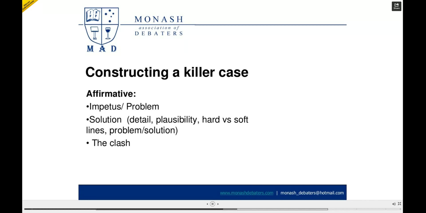I think that's a really good example. So basically, the hard and soft line stuff is referring to how big a change you're making from the status quo. Okay? So let's take Rowan's example. The topic is that we should ban abortion, right? Which is obviously a change from the status quo.